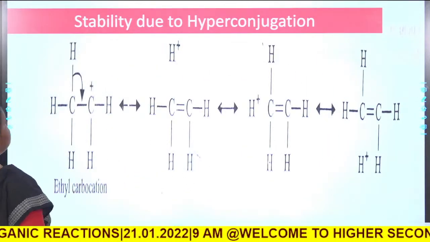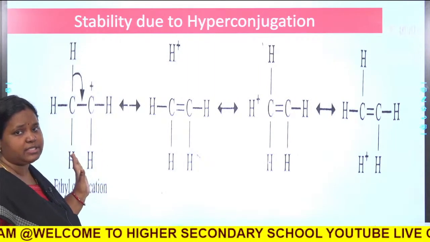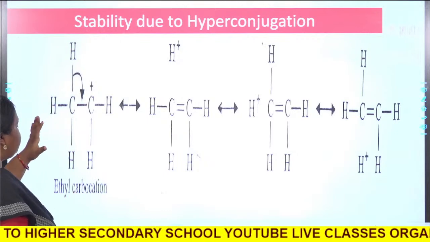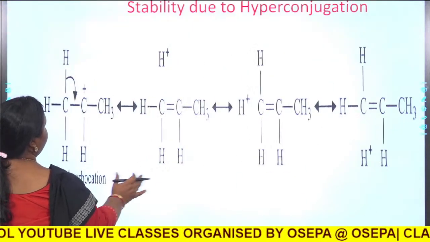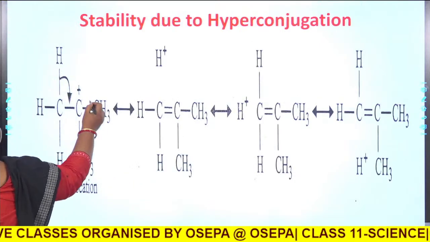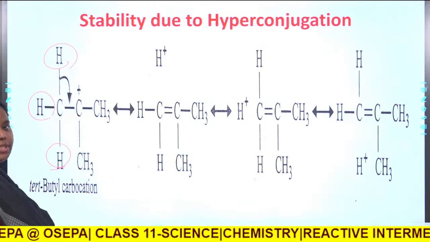Now, hyperconjugation, how the carbocations are stabilized by hyperconjugation, I have already discussed it. So, in case of tert-butyl carbocation, the number of alpha hydrogens are high, hence more is the stability.